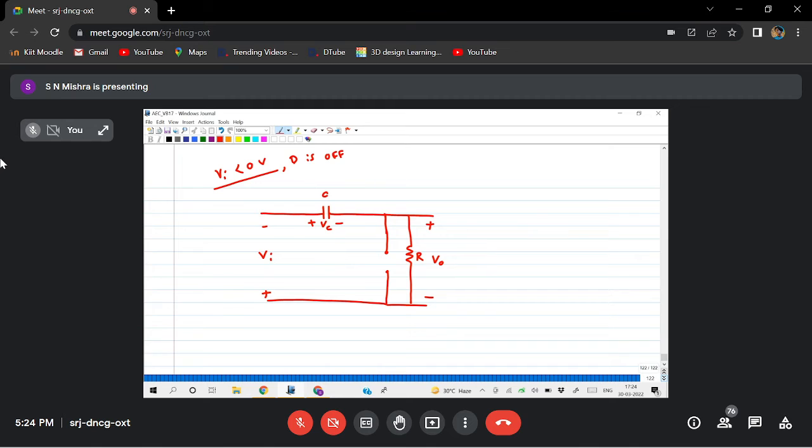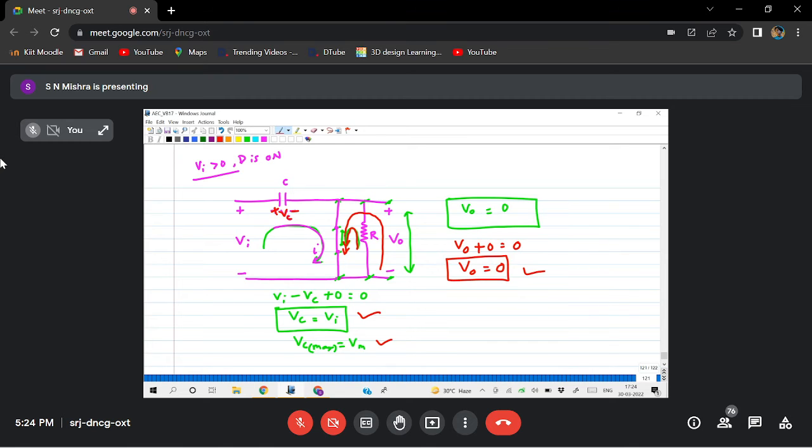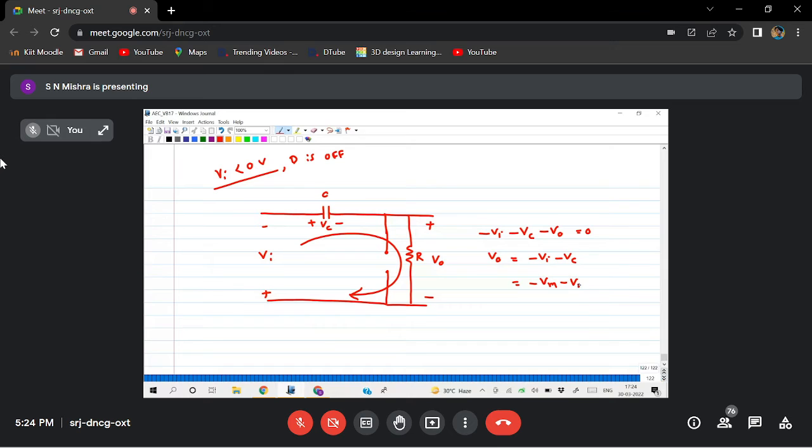Yes, sir. Now I want to find out, in the off condition, the diode is off and the voltage across the capacitor remains the same as in the positive half cycle. I'm giving the negative half cycle here. Then I want to find out the output voltage, so I'll put KVL here. If I apply KVL, plus to minus, minus VI, plus to minus, minus VC, plus to minus, minus V naught equals zero. What is V naught? V naught equals minus VI minus VC. What is minus VI? That is minus VM. What is VC? We have already calculated in the last one. That is VM, remains the same. So minus VM minus VM, that is minus 2VM.